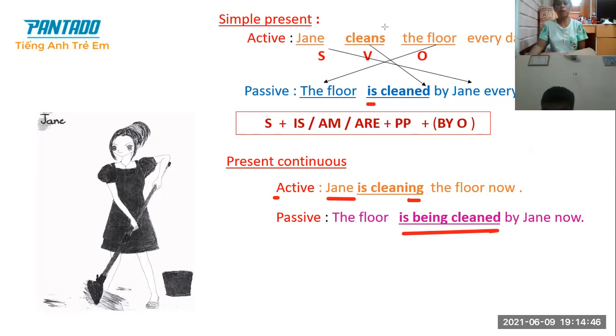Okay. So now you can see again that the verb becomes past tense here, cleaned. And then again, we use is because Jane is only one. There is only one Jane. That is why we have to use is. Okay?